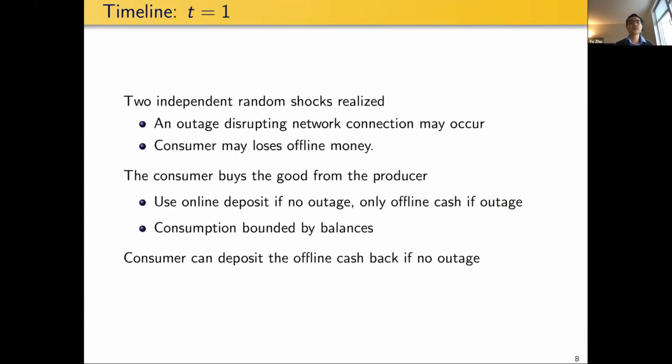At the beginning of period 1, there are 2 independent random shocks realized. First, an outage could happen. In that case, the network is down. Second, the consumer may lose his offline balances. And after that, the consumer buys goods from the producer, and he can use online deposits if there is no outage, but he can only use offline cash or offline payment balances if there is an outage. And the consumption is bounded by the available and usable balances he has. This is a standard cash-in-advance constraint. And at the end of this period, if there is no outage, the consumer can deposit offline cash back online just to earn some interest.